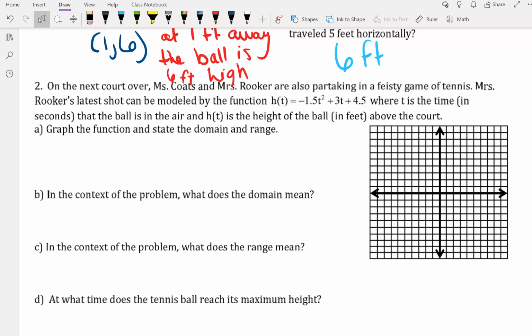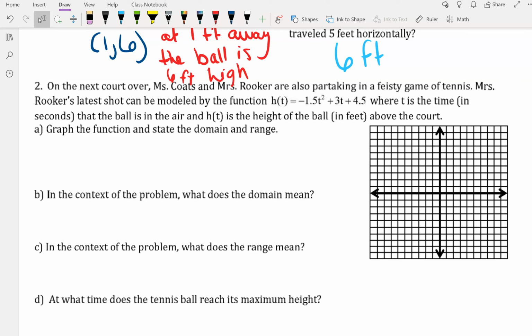All right, on the next court over, Miss Coates and Mrs. Rooker are also partaking in a feisty game of tennis. Mrs. Rooker's latest shot can be modeled by the function h of t equals negative 1.5t squared plus 3t plus 4.5, where t is the time in seconds that the ball is in the air, and h of t is the height of the ball in feet above the court.